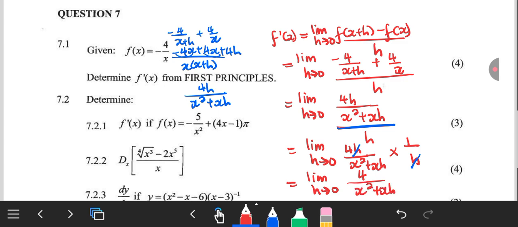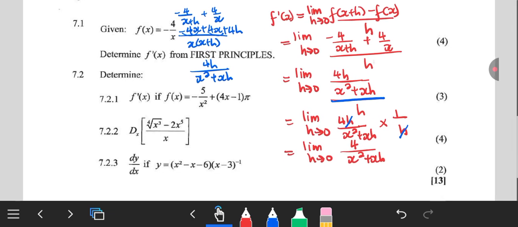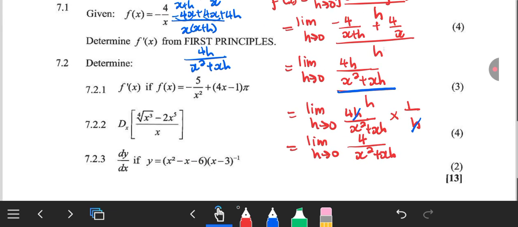All right, now we can drop the limit. Why? Because we're going to be substituting our h as 0. So we're going to have 4 over x squared plus x times 0, which is the same thing as 4 over x squared. Now, if you wanted to be sure whether your derivative is correct, you can actually use what? The power rule, just to see if it's actually correct, right? But this is our derivative there.